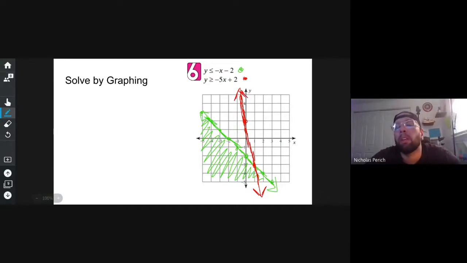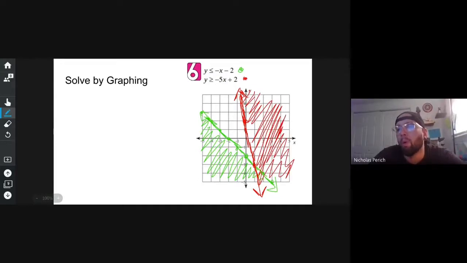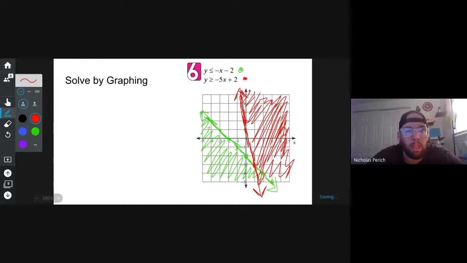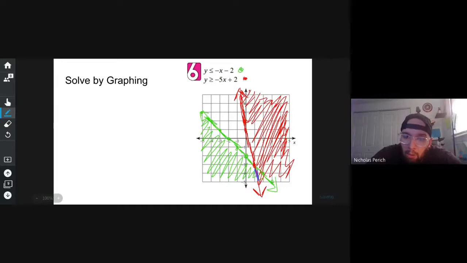This one has me greater than or equal to, so I'm going to shade above. And I know it's hard to see, but above is here. You have to view it as if I'm climbing a mountain, where would I walk if you're above? And it's a steep mountain. Now, this is the last part, and it's really easy. Your final answer is going to be the area where the red and the green meet. And that happens right here.